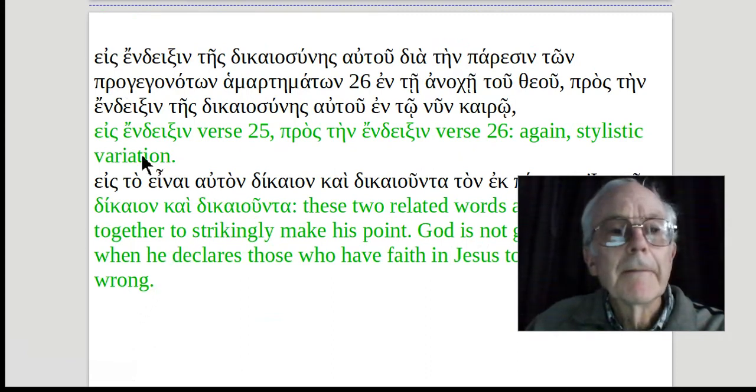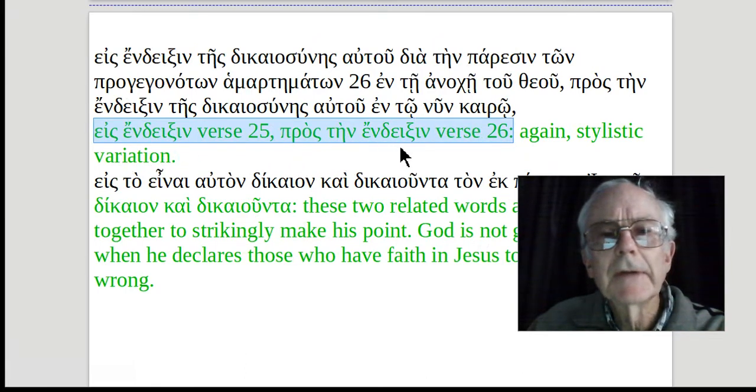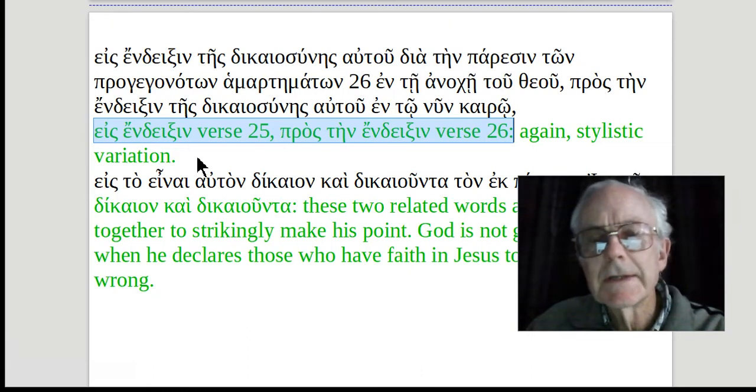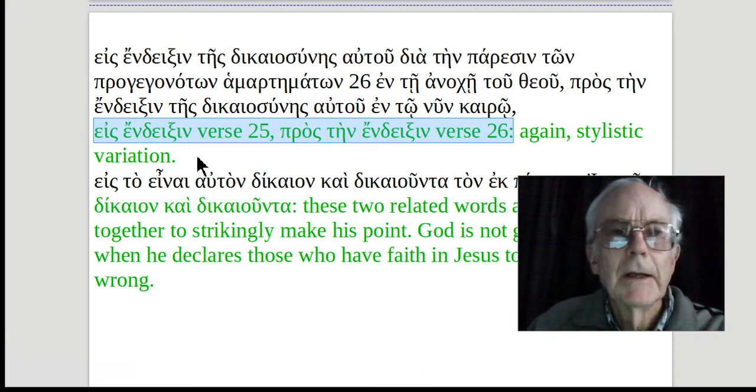Just noting here the phrases eis endeixin and pros endeixin. I've discussed this before in previous videos on Romans, but I see this again as stylistic variation, not intending a difference of meaning. But it can be confusing to the learner of biblical Greek, who sees those two different phrases and expects them to have a different meaning. But as I see it, no different meaning is intended, it's just for the sake of his style.